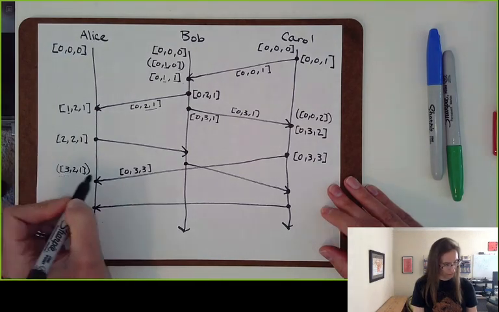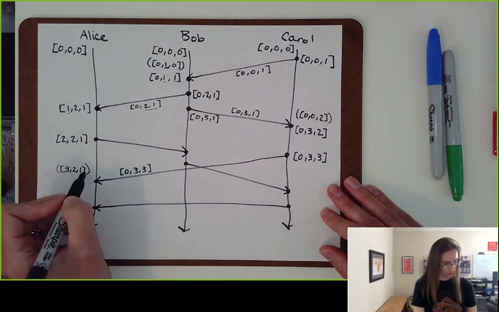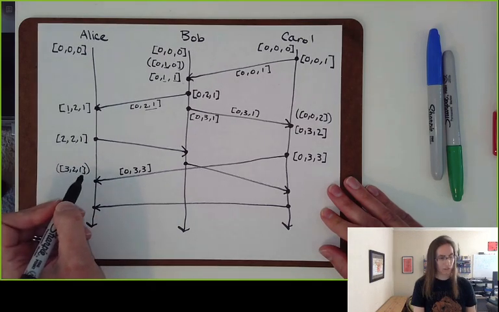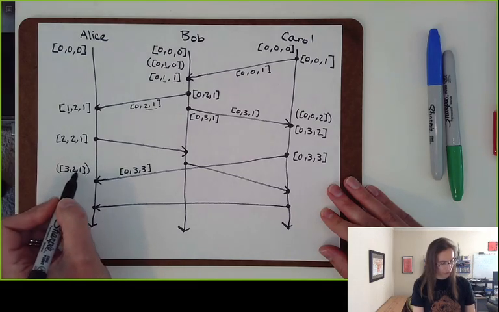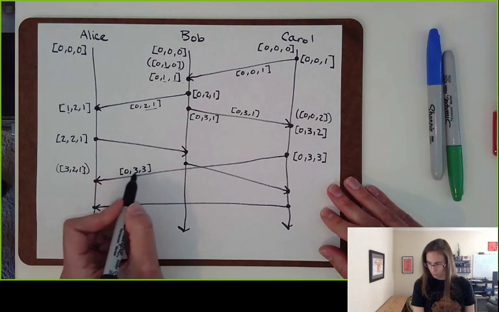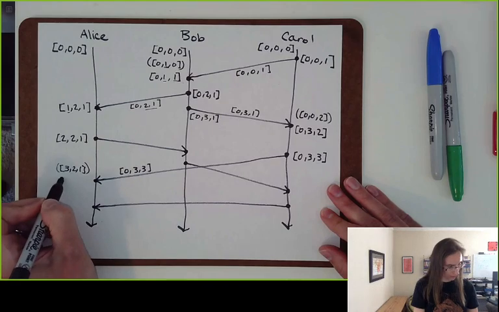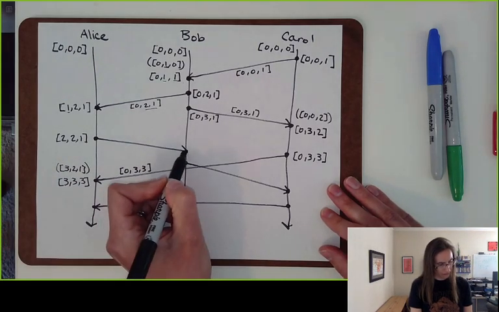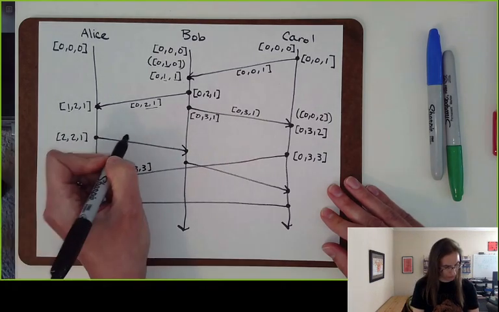I'm putting these in parentheses to show that these are like intermediate. This would typically be done in the same step as you're combining with this value, but I'm writing it down here just to make this a little bit easier to reason about. So 3, 2, 1, take the pointwise maximum of that and 0, 3, 3, so we get 3, 3, 3. Over here, we had 2, 2, 1 that got sent along here.